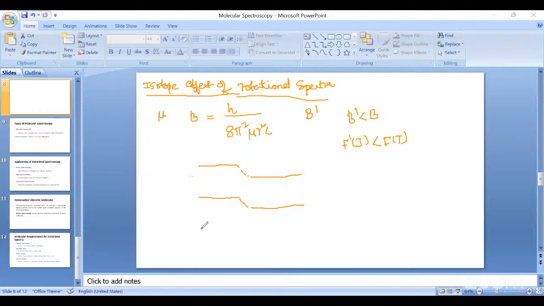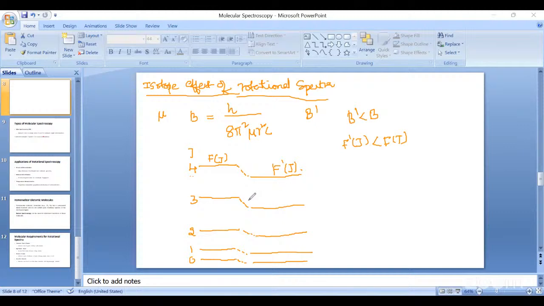So for different values of J, I'm drawing these. This is for J equal to 0, this is for J equal to 1, this is for J equal to 2, this is for J equal to 3, and this is for J equal to 4. So for different values of J, the F of J value will be this, and the F dash J value will be this. So these are the isotopic effect of rotational spectra.